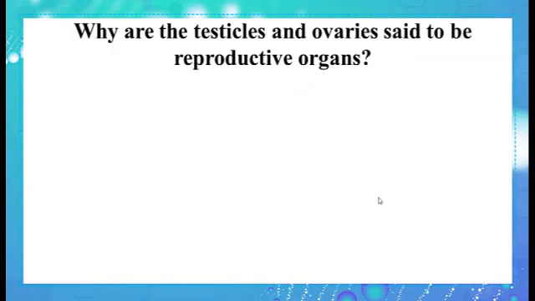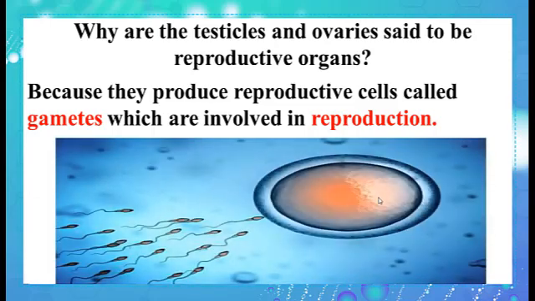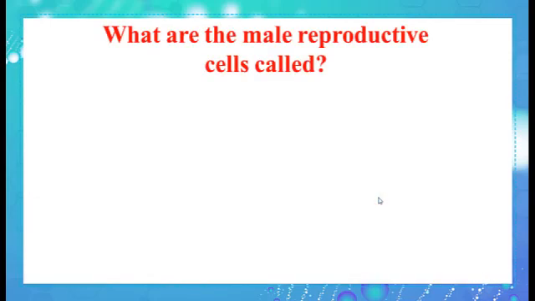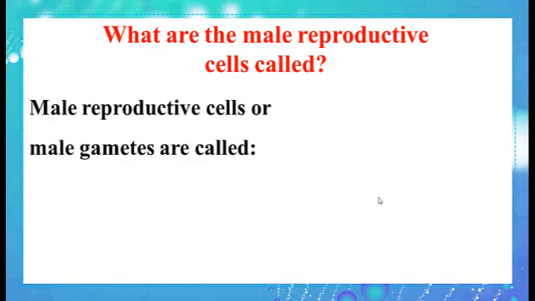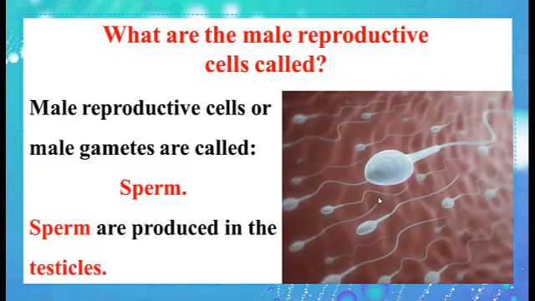Why are the testicles and ovaries said to be reproductive organs? Because they produce reproductive cells called gametes, which are involved in reproduction. What are the male reproductive cells called? Male reproductive cells or male gametes are called sperm. Sperm are produced in the testicles.